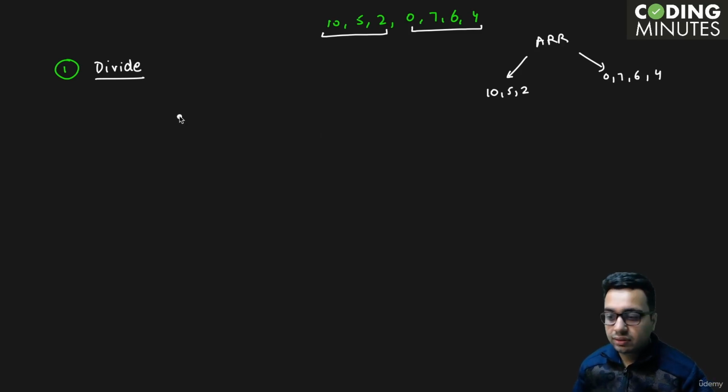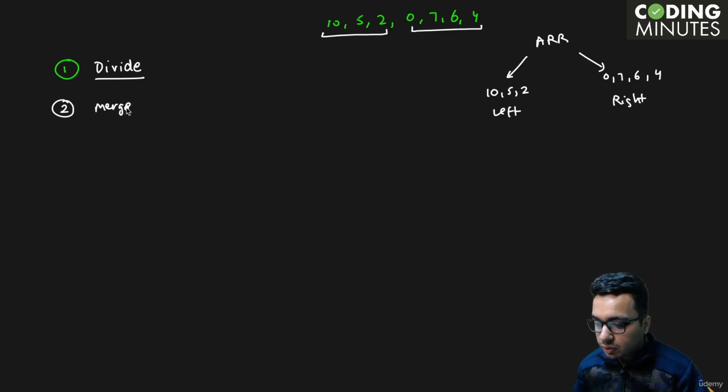And what we do next, we say we are going to recursively sort the left part and the right part. So this is the left part and this is the right part. We are going to use the same merge sort function to sort these two parts, and it's going to be a recursive algorithm. So we can say merge sort left and merge sort right. This is what we actually do.